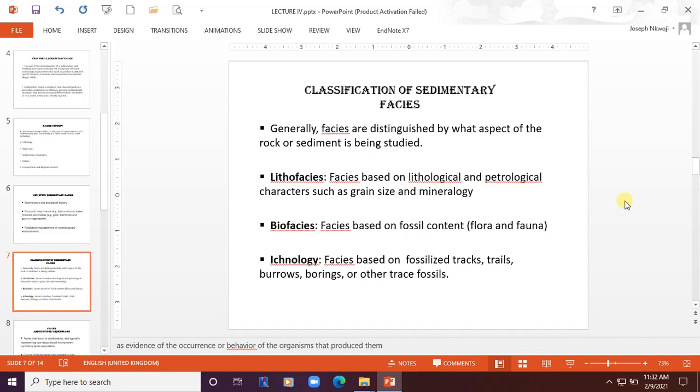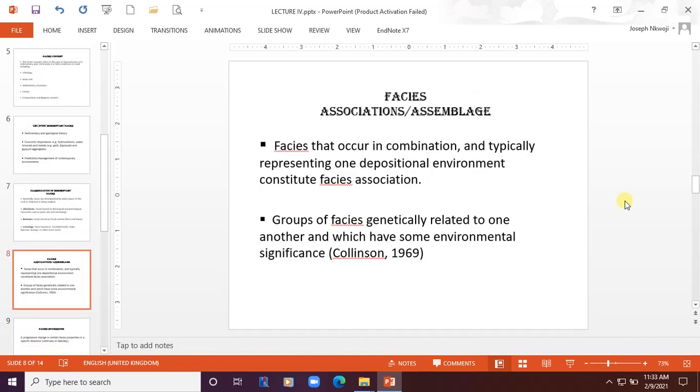Now, ichnology has to do with phases based on the fossilized track, some trails or trailings, like burrows, like borings, or other traces. Not the fossil itself, but the imprint, the track, the trails that those animals left when they were alive before they became fossilized. So, ichnology is different from biophases. Biophases are the fossil contents in themselves, but ichnology has to do with the fossilized track. Please take note of the difference.